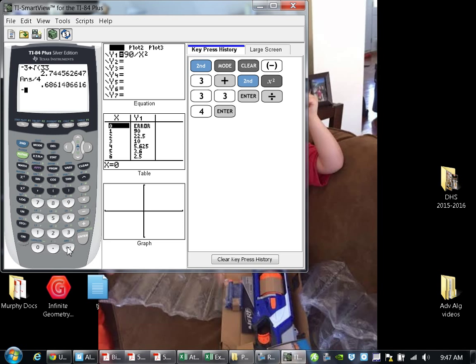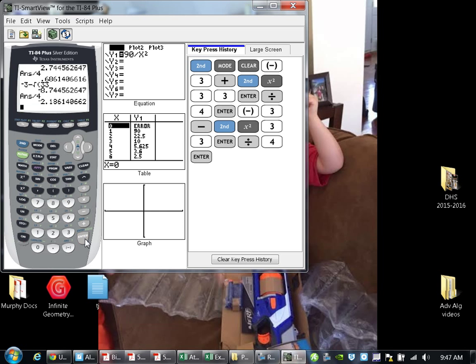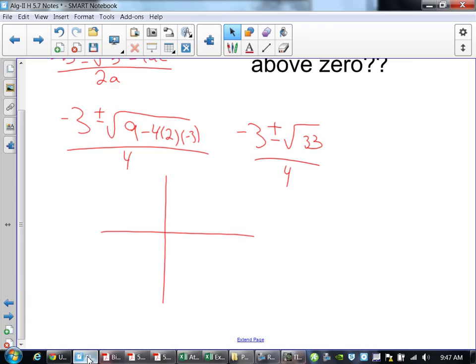I do the same thing. -3 minus the square root of 33. Hit enter. Divided by 4, and I get a negative. So in this case, when I subtracted it, it wound up being the smaller value than the one that was positive. So when I write out my inequality here, it was 0.6 something and then -2. We know it's doing this.